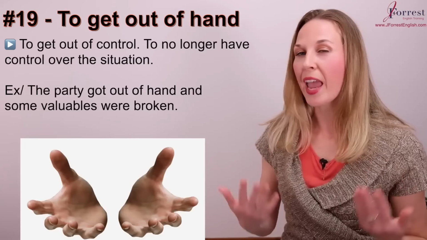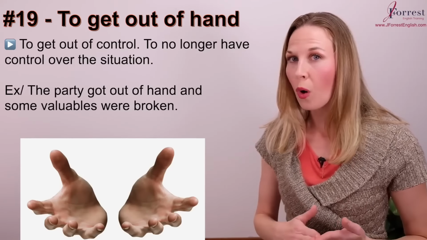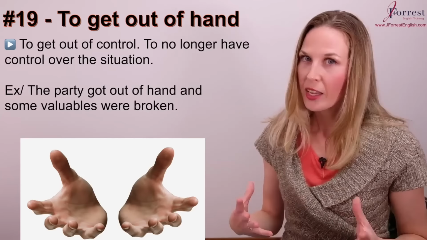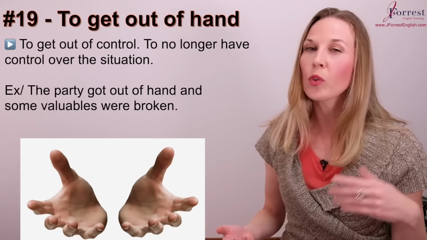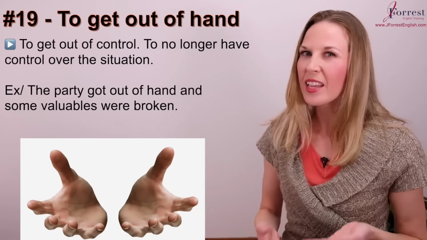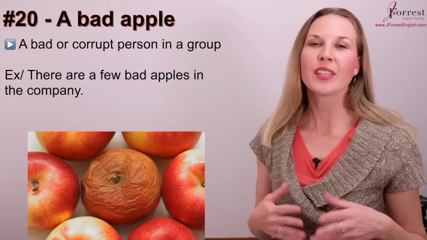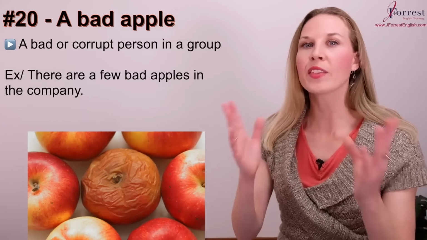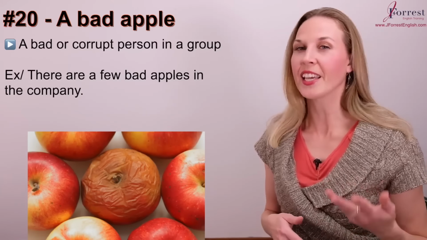To get out of hand, this is another way of saying to get out of control, which means you no longer have control over a situation. You could say the party got out of hand, which means you were no longer able to control it. The party got out of hand and some valuables were broken. A bad apple. This is used to describe a bad or corrupt person within a group. You could say, there are a few bad apples in the company.